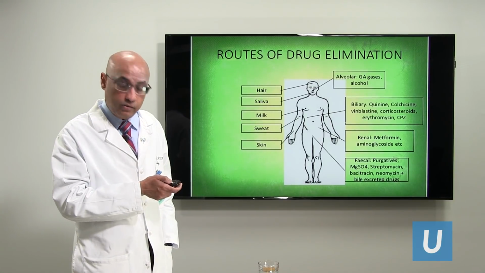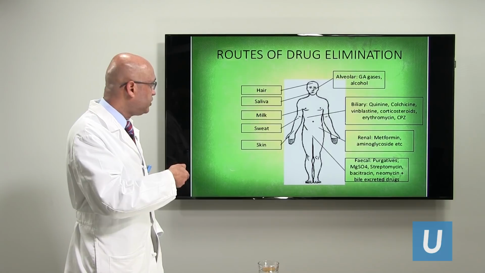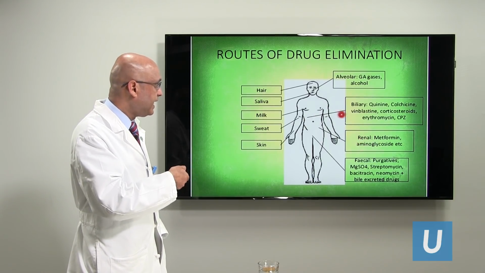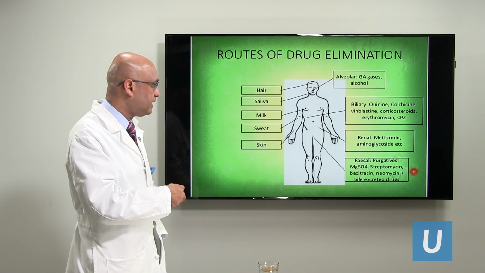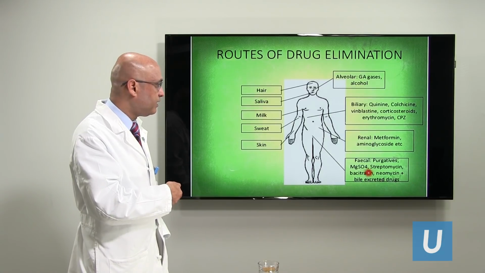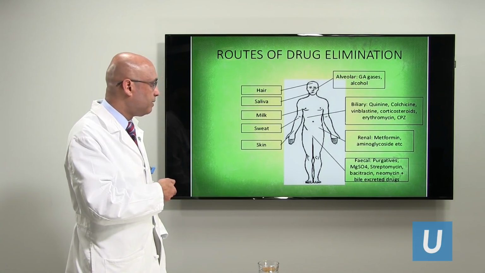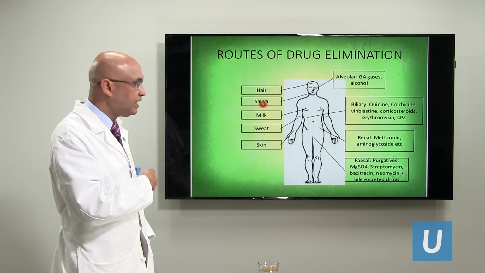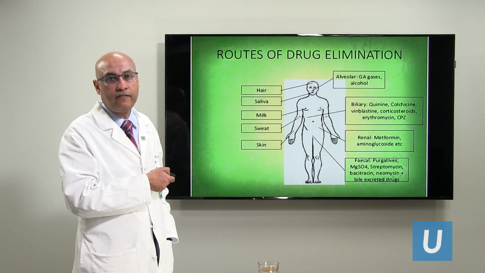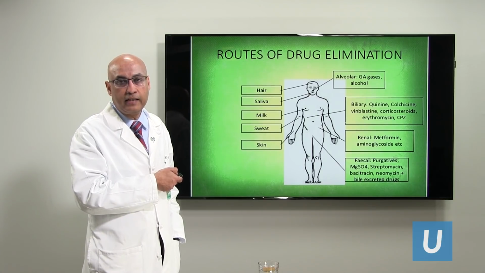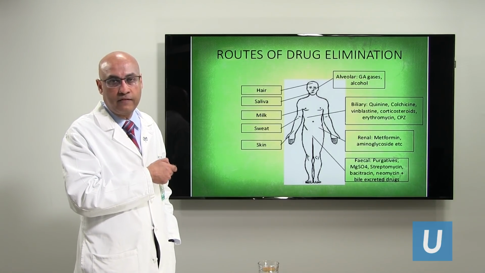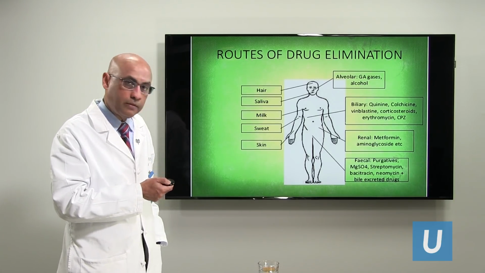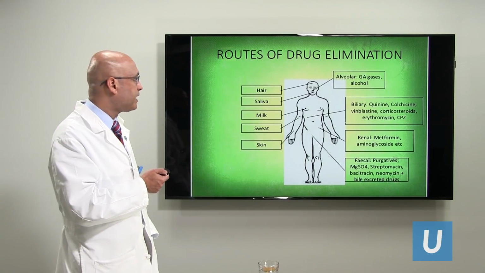Now these are some of the routes of drug elimination, and the big ones are kidneys, and then also liver. The liver and the biliary tract, they'll be removed by the feces as well. But there are other ways as well, and the important one is in milk. So if a patient is breastfeeding, then we have to be careful if the drug is excreted in the milk, because that can definitely impact the baby.